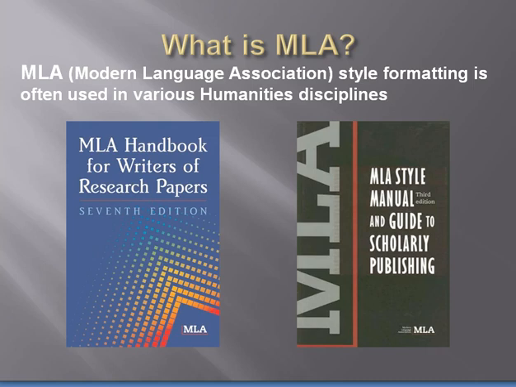There are two main manuals for MLA, the Handbook for Writers of Research Papers and the MLA Style Manual and Guide to Scholarly Publishing. The handbook is mostly used by undergraduate and graduate students when writing papers for class. The style manual is used for professionals. So, we're going to focus on, of course, those for undergraduates and graduates.